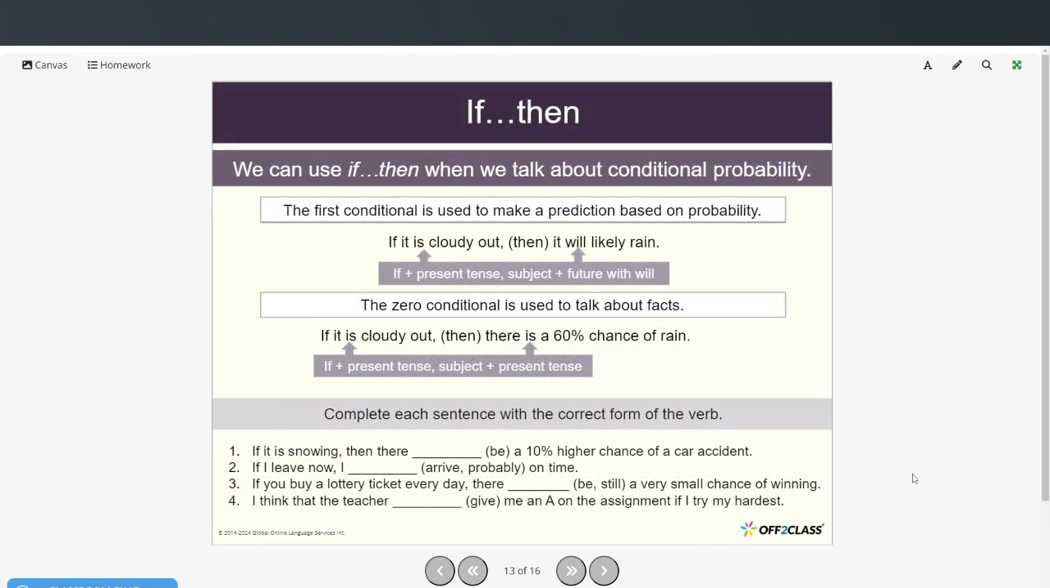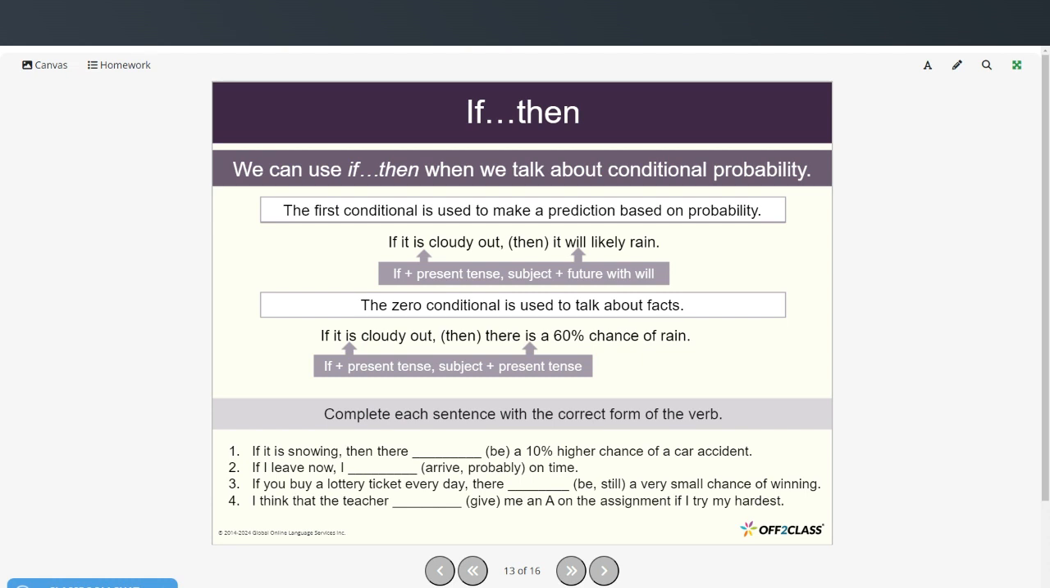And then we have if-then. We can use if and then when we talk about conditional probability. So the first conditional is used to make a prediction based on a probability. If it is cloudy out, then it will likely rain. So we use if plus the present tense plus the subject plus the future with will.